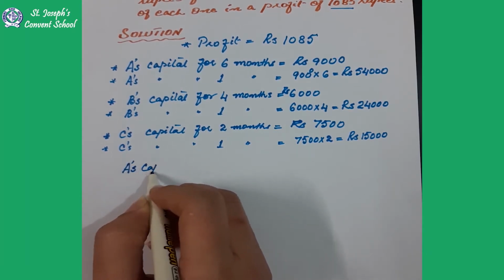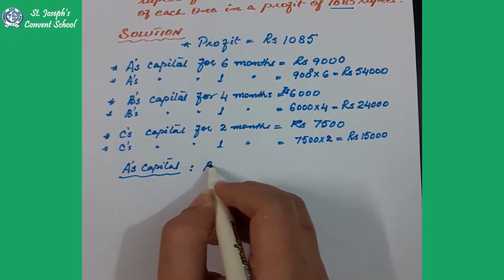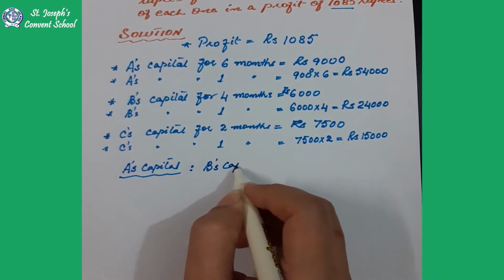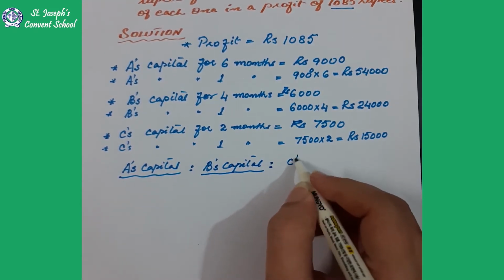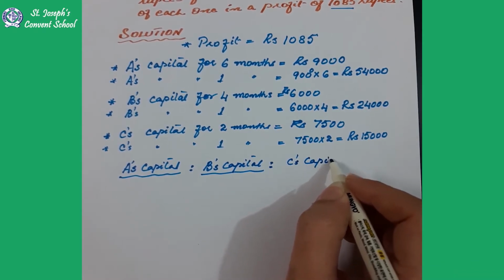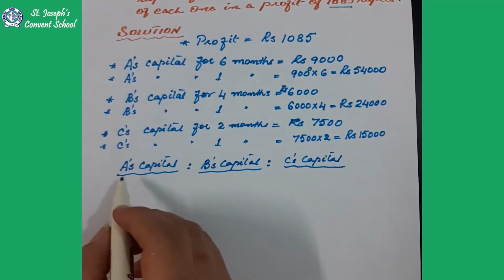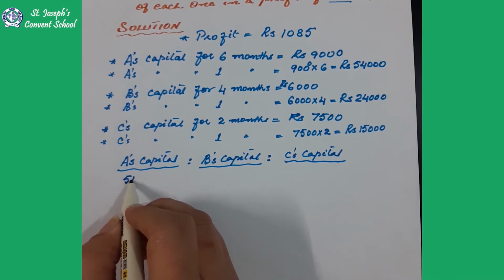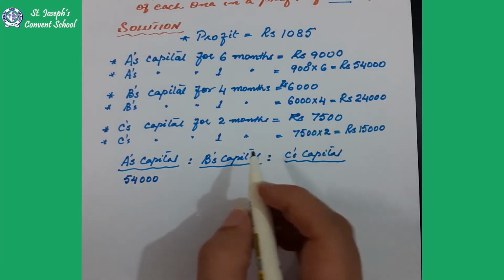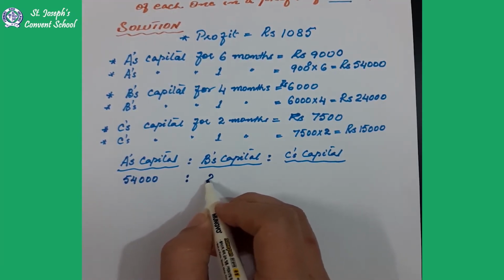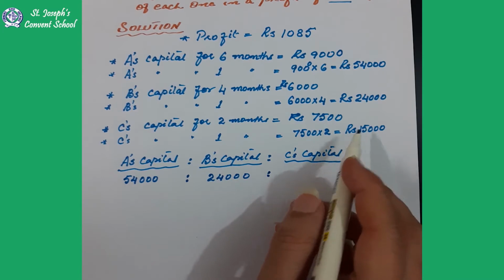A's capital is to B's capital is to C's capital, like we did in the ratio questions. So A's amount is 54,000. Then B's capital is 24,000. And C's capital is 15,000.